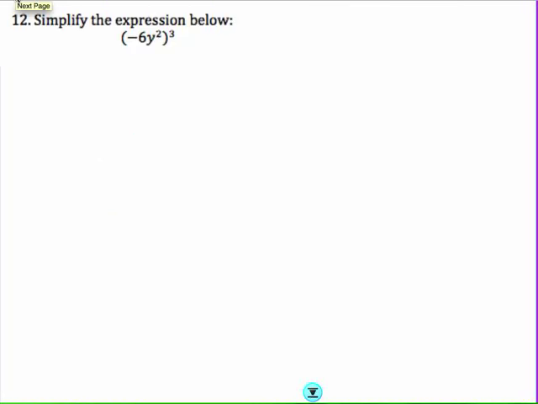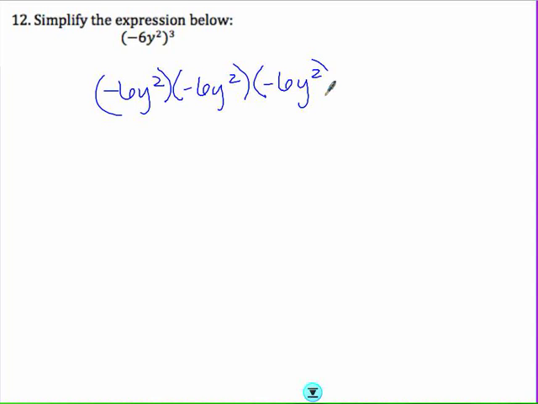For number 12, we can see that we have to simplify the expression below. So really we know that if something is cubed, it's multiplied by itself 3 times. So I should have negative 6y squared times negative 6y squared times negative 6y squared. In that case, negative 6 times negative 6 gives me a positive 36. Y squared times y squared gives me y to the 4th. So these two terms combined give me this one, but I'm still left with a negative 6y squared.